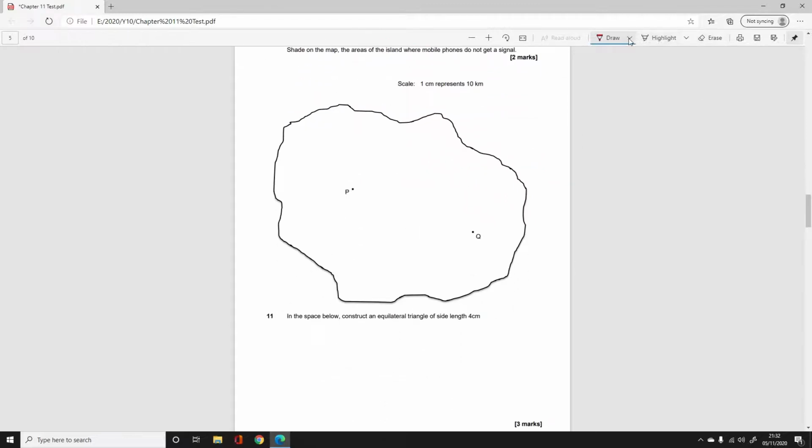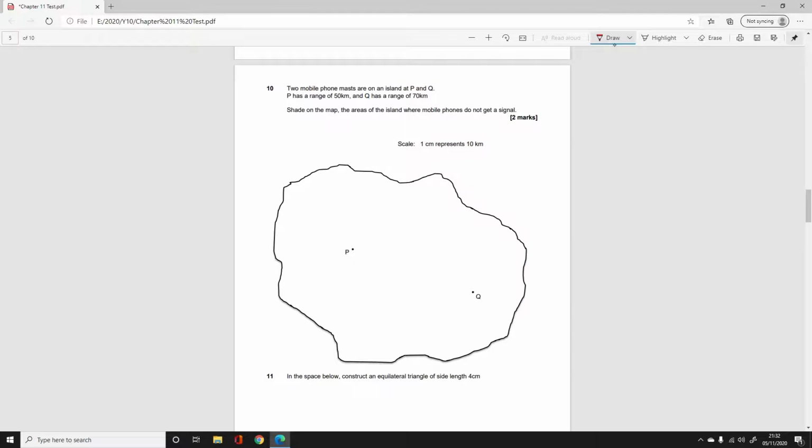10, again I'm going to draw this the best I can. What it essentially is going to be is some circles, okay? So we've got a scale that 1 centimeter represents 10 kilometers, so we need a 5 centimeter circle around P. So I think it's going to end up looking something not like that. Let's try and draw that even better. Something like that around P. Not going to be perfect, but you know what I mean.